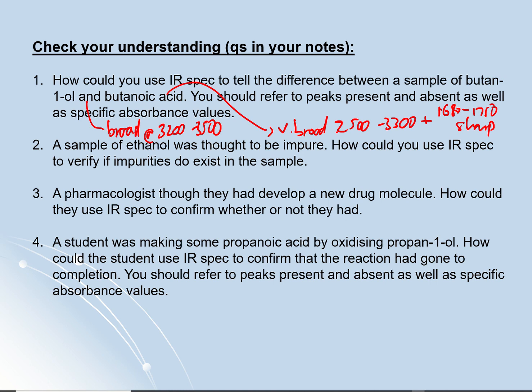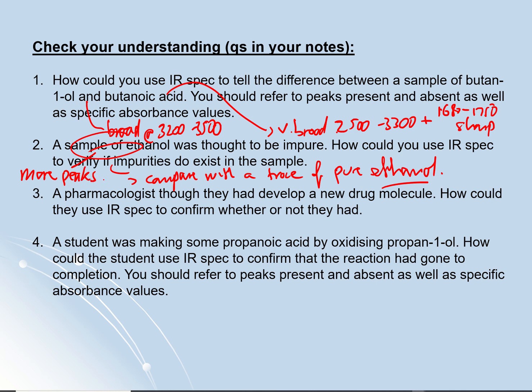Next one, a sample of ethanol is thought to be impure. How would you use infrared spec to verify if the impurities exist? Well, you basically take this sample and you overlay it, or compare it, with a trace of pure ethanol. And if this one has more peaks than the one of pure ethanol, then there are impurities in it.